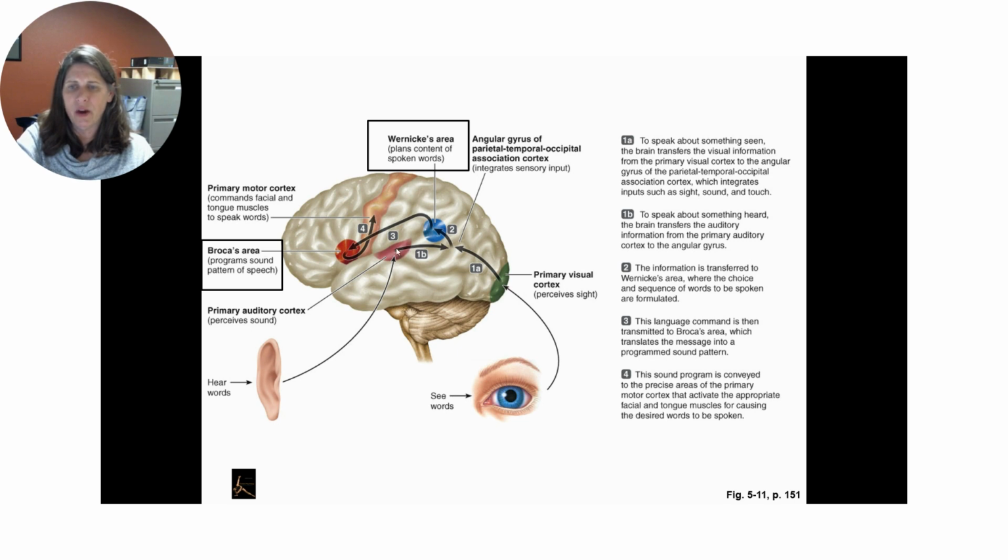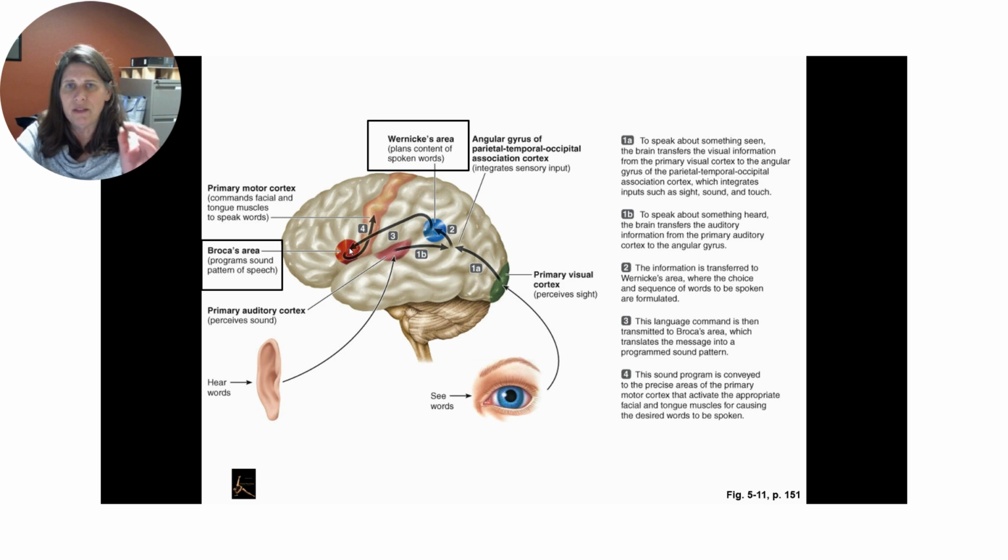1B is the auditory cortex if you hear something, and those are both going now to number 2, right? To Wernicke's area, where you're determining the sequence of words to be formulated. That language command then, through nerves, through the axons, goes over to Broca's area. If it's a strong enough graded potential, that action potential travels to Broca's area, and then that translates that message into a programmed sound pattern.